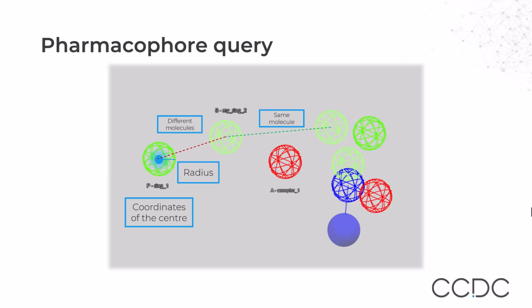So every pharmacophore point has its radius and coordinates of the center. Coordinates of these pharmacophore points help CSD-CrossMiner to understand what is the relative location of the features which are critical for your query. And the radius helps it to understand what's the tolerance, how things can be shifted from the specific coordinates, from the specified positions.